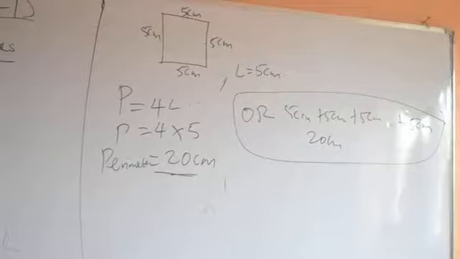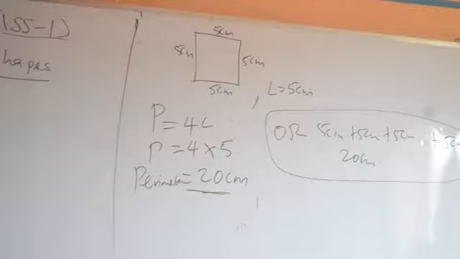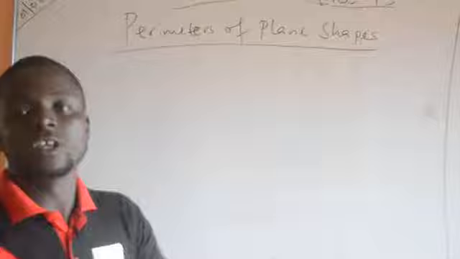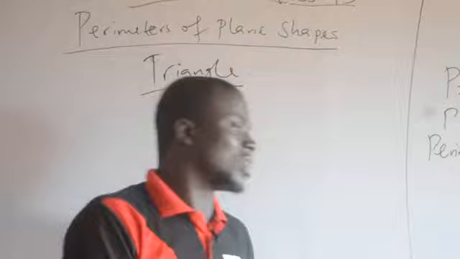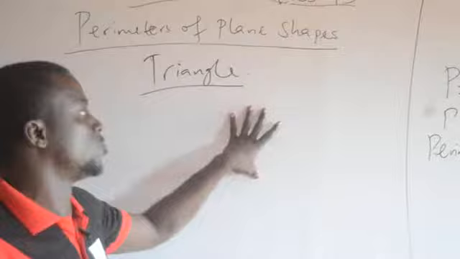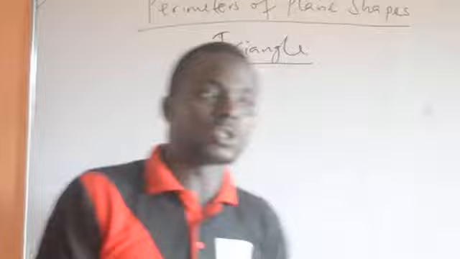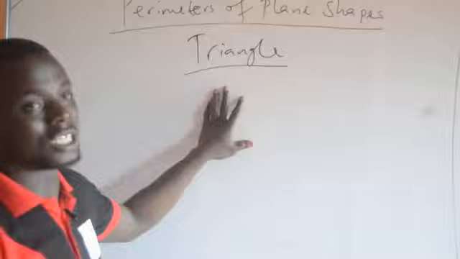We take another shape. Alright, since we have learned the perimeter of a square, let's quickly go to the perimeter of a triangle. A triangle is a shape that has 3 sides. You can differentiate them. The one having 3 equal sides, call it an equilateral triangle. The one that has 2 sides equal is called an isosceles triangle. Then the one with no sides equal is called a scalene triangle. I don't want to draw those here, it's not necessary. All we need to know is the formula to calculate the perimeter.